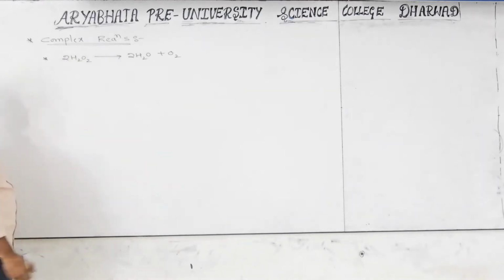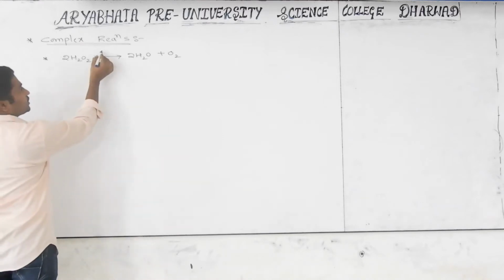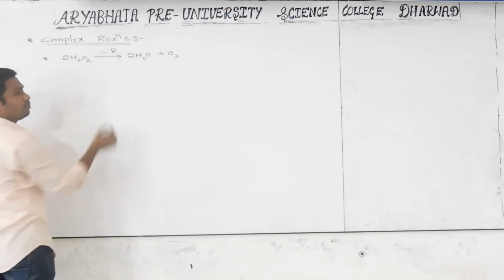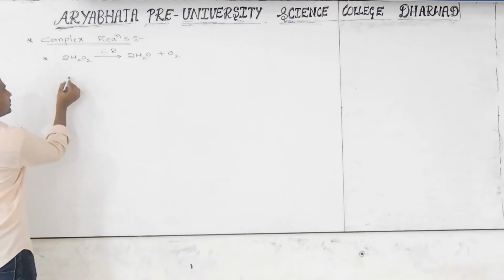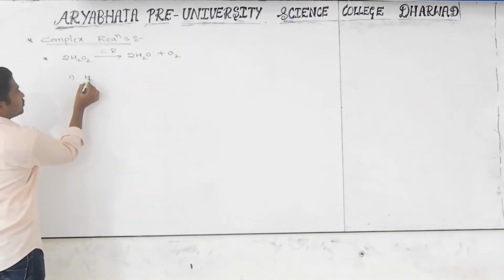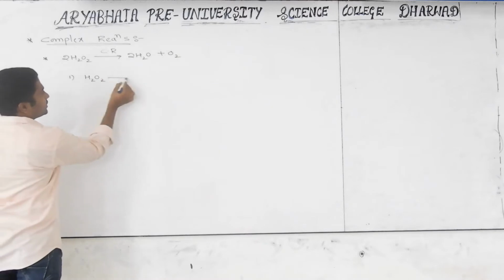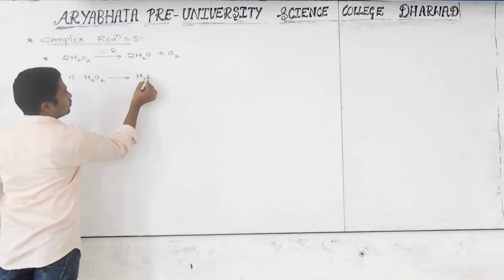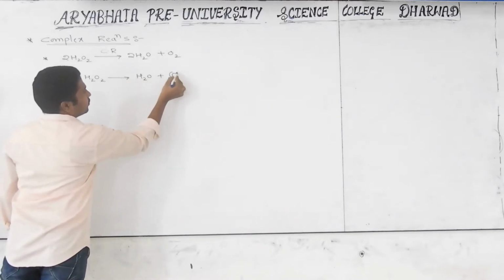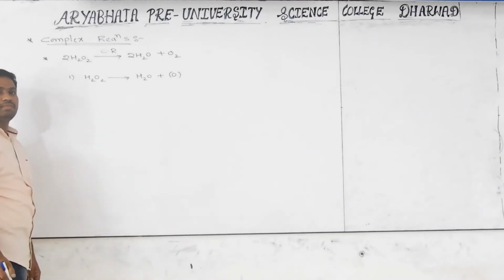I am taking one example, the decomposition of hydrogen peroxide. It is a complex reaction; it should take place in more than one step. What is the first step? I will write here. See, H2O2 is there, no? It is decomposing into H2O and nascent oxygen. I told you yesterday already, a very powerful oxygen, highly reactive oxygen.